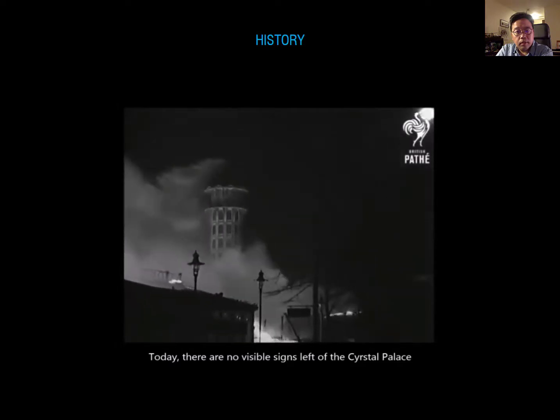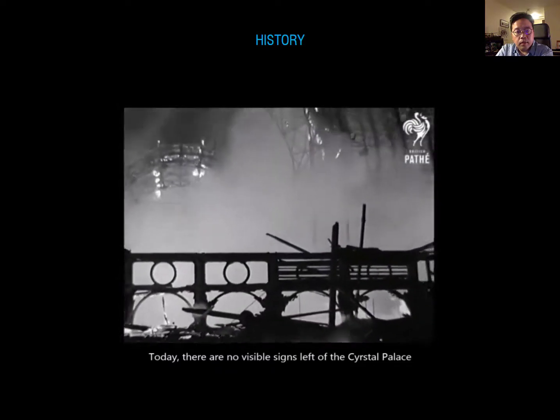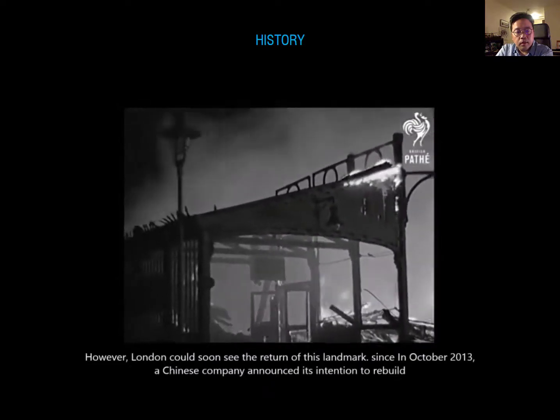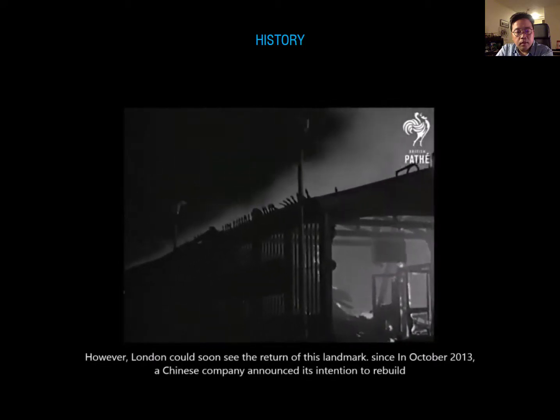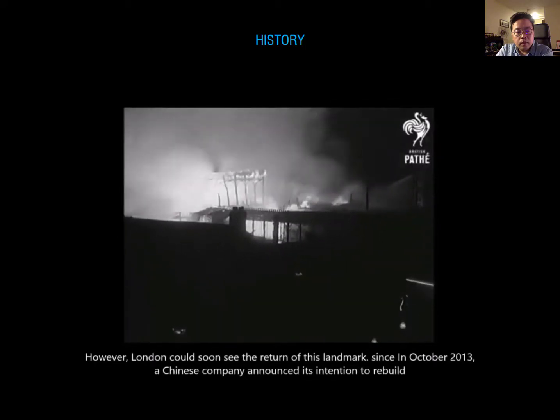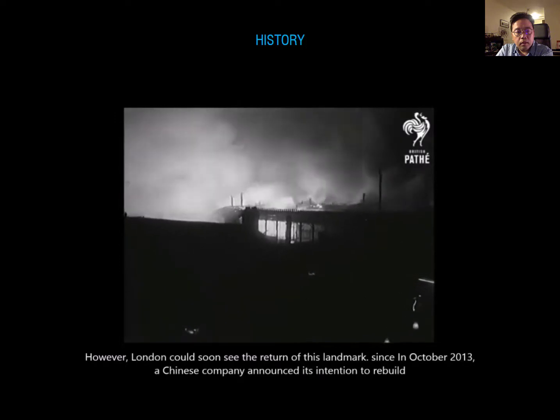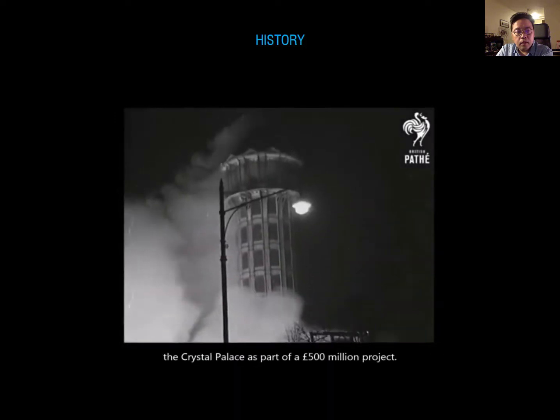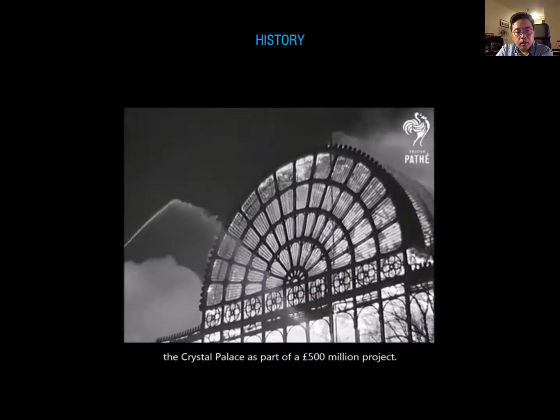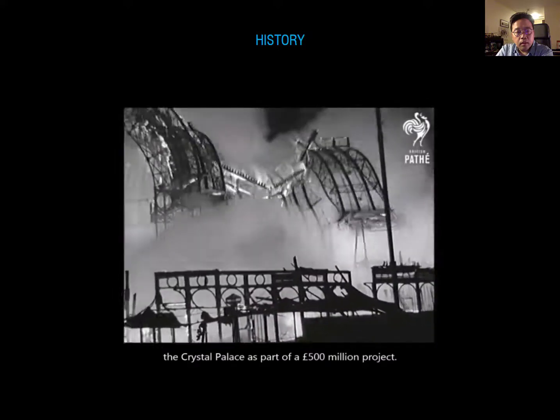Today, there are no visible signs left of the Crystal Palace. However, London could soon see the return of this landmark, since in October 2013, a Chinese company announced its intention to rebuild the Crystal Palace as part of a £500 million project.